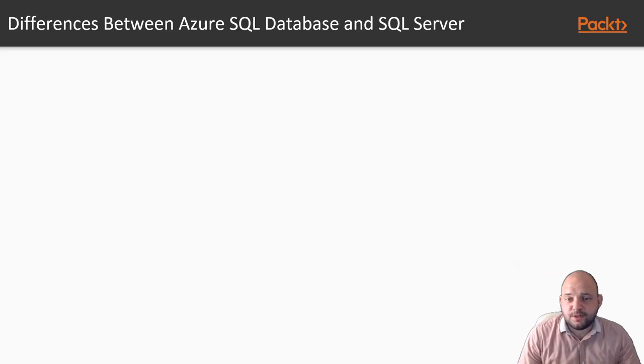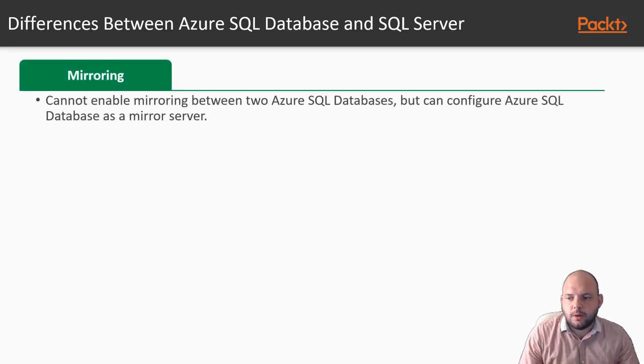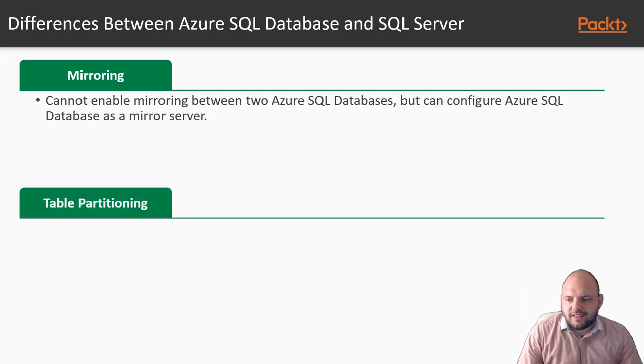Other differences between Azure SQL Database and SQL Server include database mirroring. You can't enable mirroring between two Azure SQL databases. You can, however, configure an Azure SQL database as a mirror server. You can set up a readable secondary for an Azure SQL database, which is probably better than mirroring anyway.